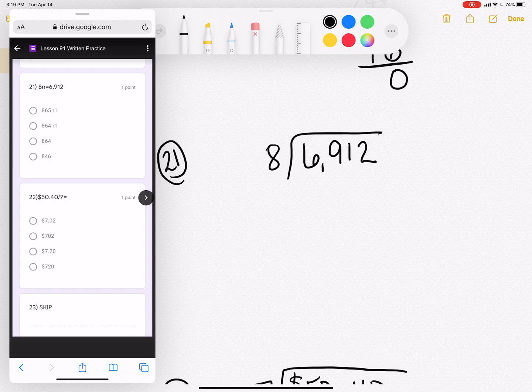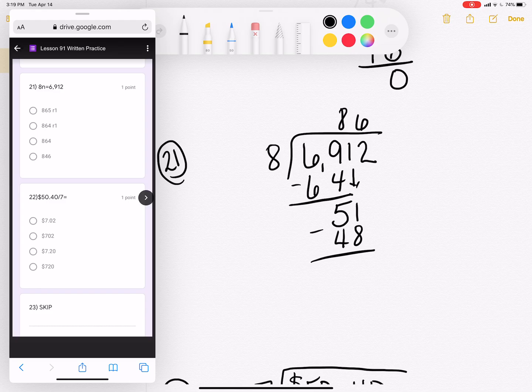6,912 divided by 8. 8 times what is close to 69? I get 8 times 8 is 64. Subtract, 9 minus 4 is 5. Bring down a 1. 8 times what is closest to 51? 8 times 6 is 48.